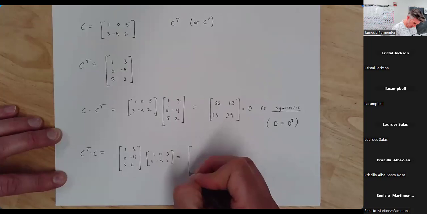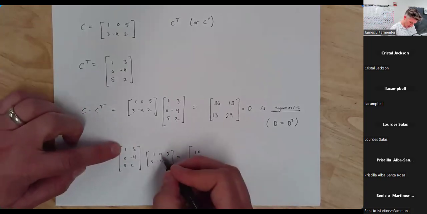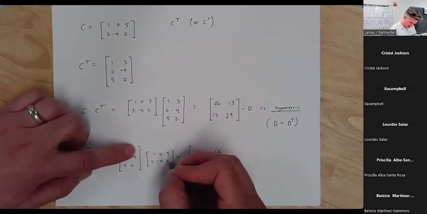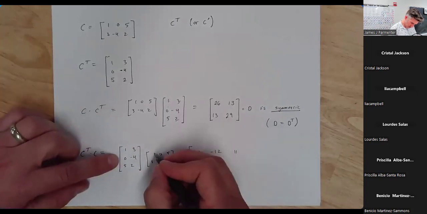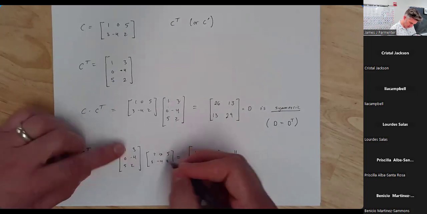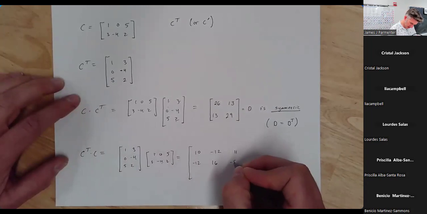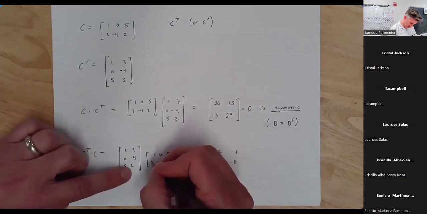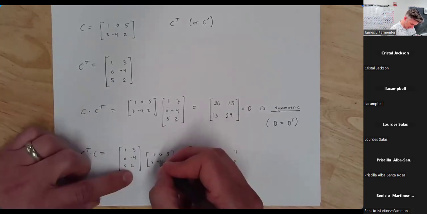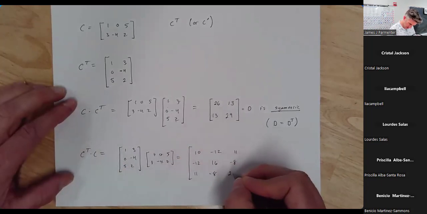All right, let's see what we get here. So 1 times 1 plus 3 times 3 is 10. 1 times 0 plus 3 times negative 4 is negative 12. 1 times 5 plus 3 times 2 is 11. 0 times 1 plus negative 4 times 3 is negative 12. 0 times 0 plus negative 4 times negative 4 is 16. 0 times 5 plus negative 4 times 2 is negative 8. 5 times 1 plus 2 times 3 is 11. 5 times 0 plus 2 times negative 4 is negative 8. And 5 times 5 plus 2 times 2 is 29.